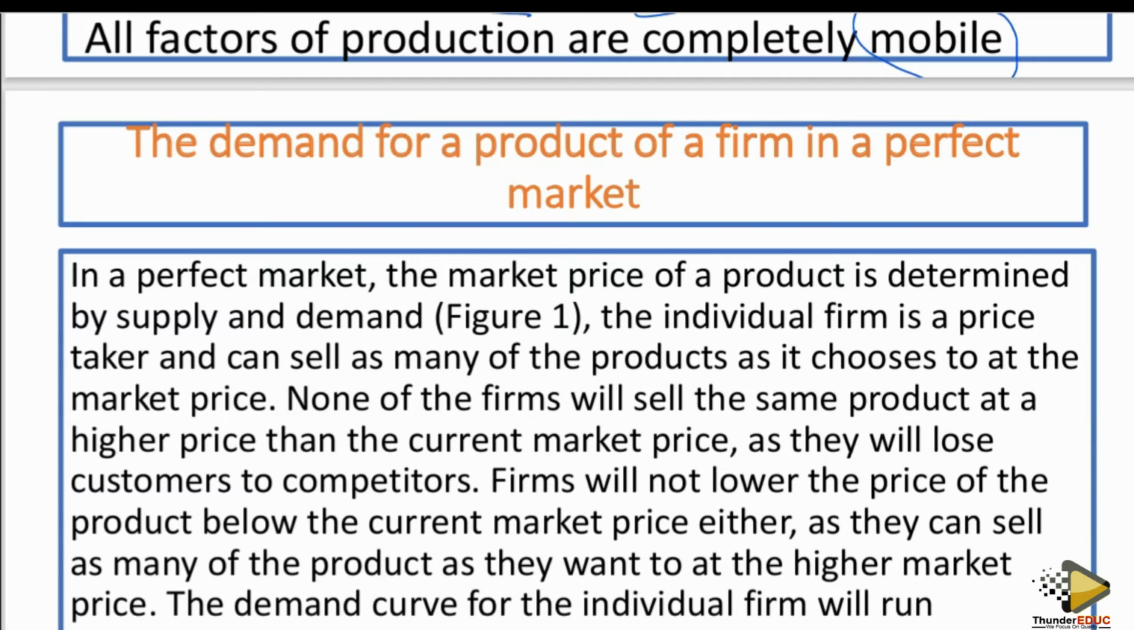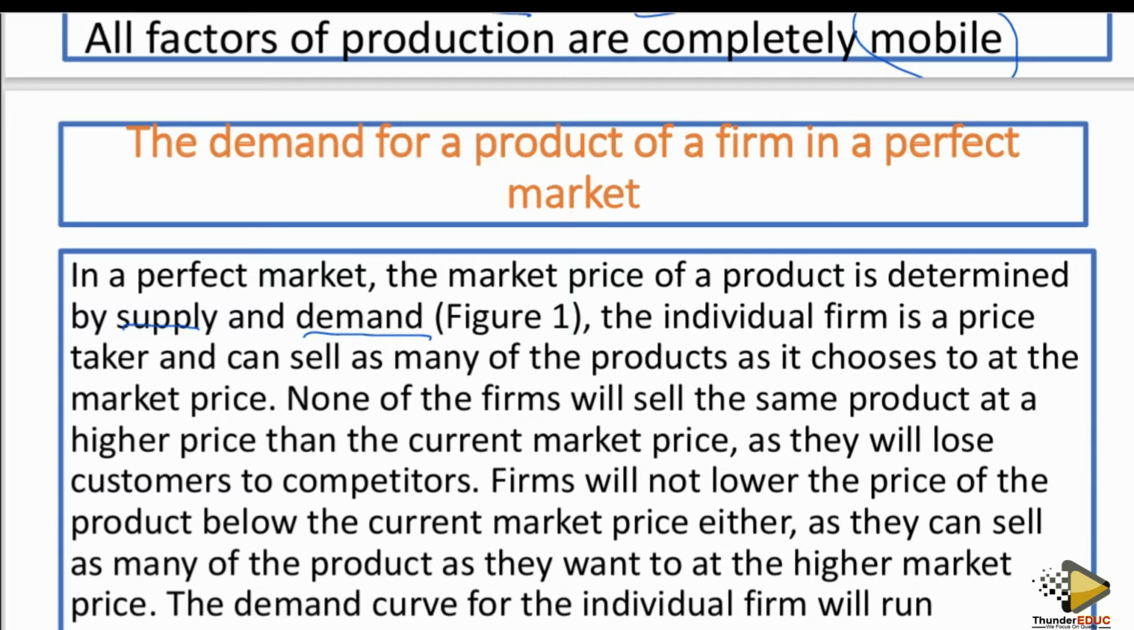It says that in a perfect market, the market price of a product is determined by supply and demand. So now let's check out the difference between supply and demand. What is supply and what is demand? When you talk of the word supply, we refer to the willingness and ability by businesses to produce goods and services so that they can easily sell them to consumers. I'll come again. When you talk of supply, we refer to the willingness and ability to sell goods and services by businesses.